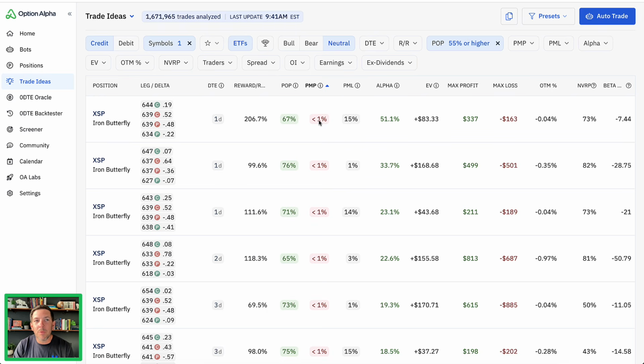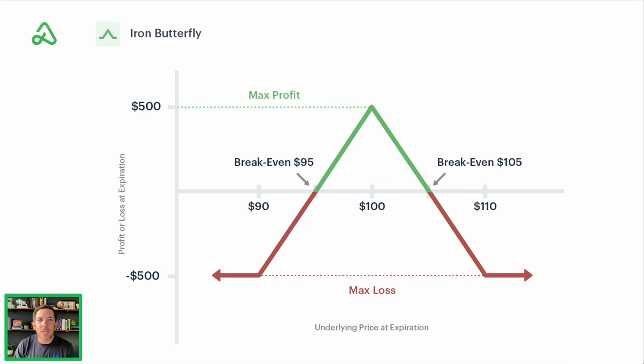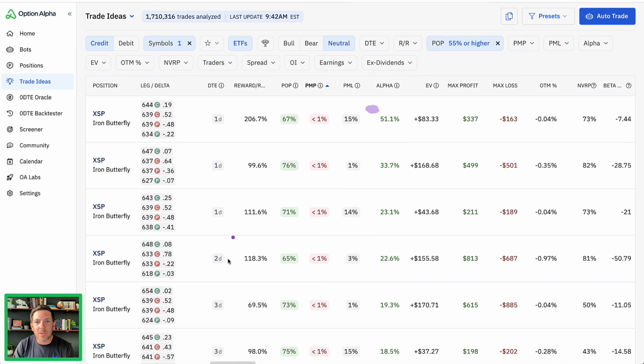Now remember, we're doing this specifically because the probability of max profit essentially means the probability of pinning the stock exactly at the short strike. That's always going to be less than 1%. So we calculate that here for you. You can see it's less than 1%, but that means that these are going to be your iron butterfly positions because they have a very, very low likelihood of hitting that max profit.